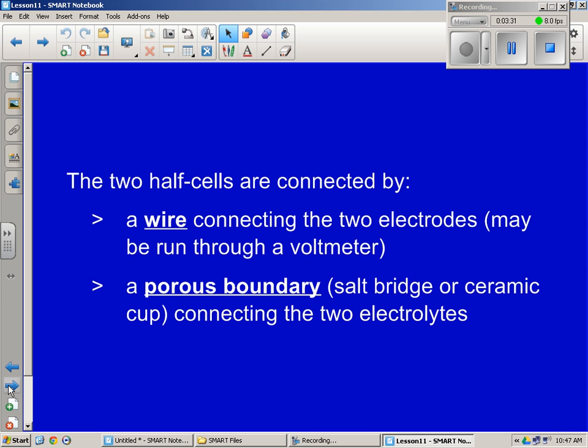And we'll draw these for you, so just be patient. How do you connect those 2 together? There has to be some kind of connection. We use a wire connecting the 2 electrodes. It may be run through a voltmeter, so you might see actual volts measured on that voltmeter, okay? You also have what we call a porous boundary. It's called a salt bridge or a ceramic cup connecting the 2 electrolytes as well. So we're going to draw this right away, and you'll see what all this looks like.